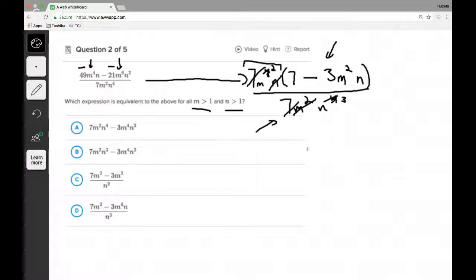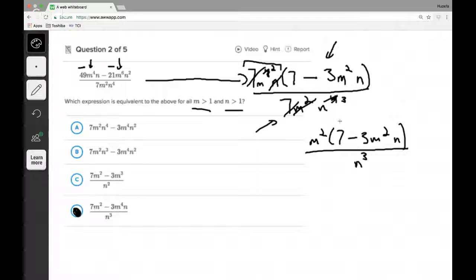So let's rewrite it so it's much neater. On top, all we've got is m squared times (7 minus 3m squared n), over, we got rid of the 7, we got rid of the m squared, all we've got is n cubed, right? N cubed on the bottom. I can tell you, without redistributing or doing anything, D has to be our answer. It's the only one with n cubed in the denominator.